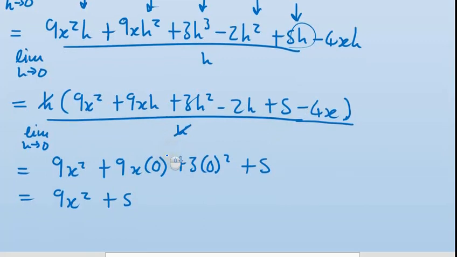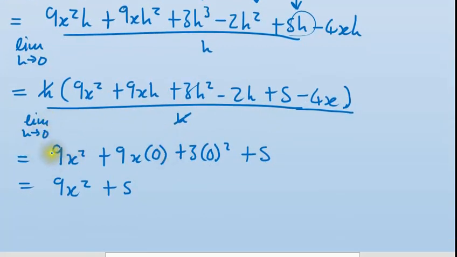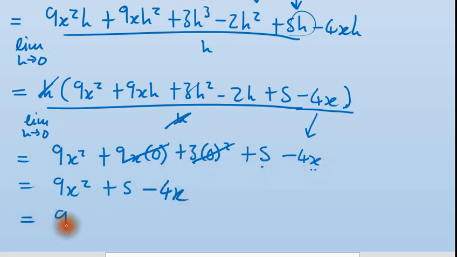Now after that, you go to solving it, right? And wherein there is a minus 4x here, the h was cancelled for everyone, you see, and the 4x will just drop the same way. Now after substituting a 0, this is 0, this is 0, so this will be plus 5 minus 4x, and then your answer will be 9x squared minus 4x plus 5. That will be your derivative.